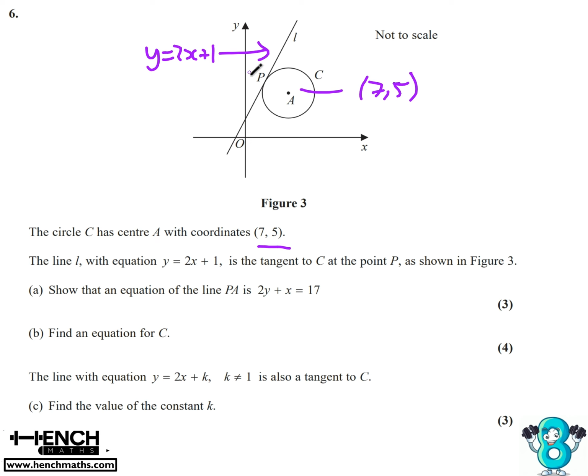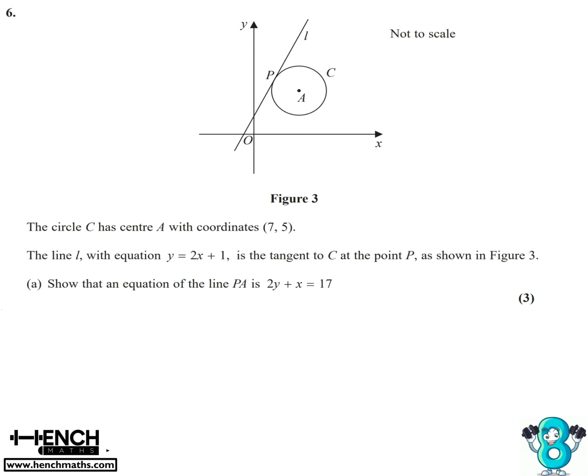So we're trying to find the line PA, and because it's through the center to the tangent, we know that's going to be a right angle, so that's going to be helpful to us. In part B, we need to find an equation for C, so we need to find the equation of that circle, and then the line with equation y equals 2x plus k is also a tangent. Find the value of k. So I guess you can see that it has a gradient of 2. We're going to try and find this line that's the tangent on the other side of the circle.